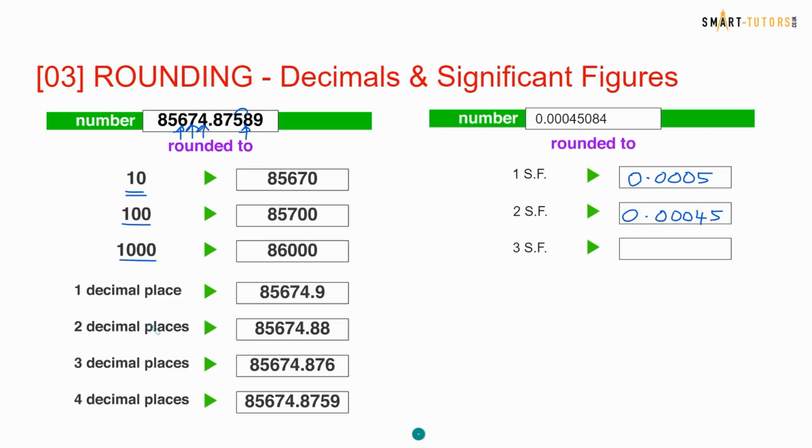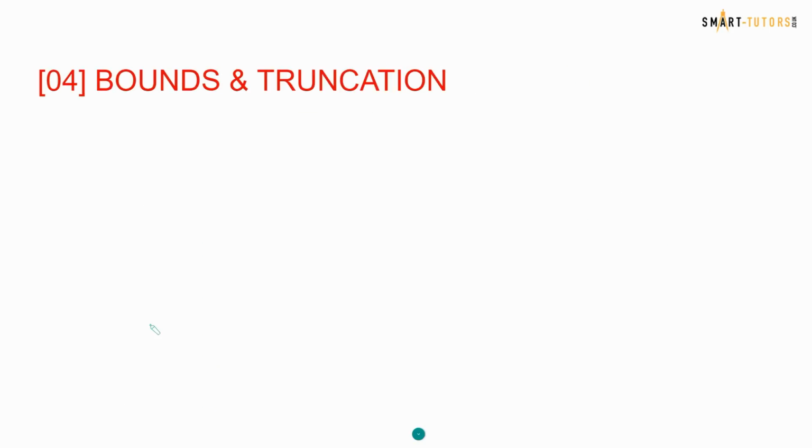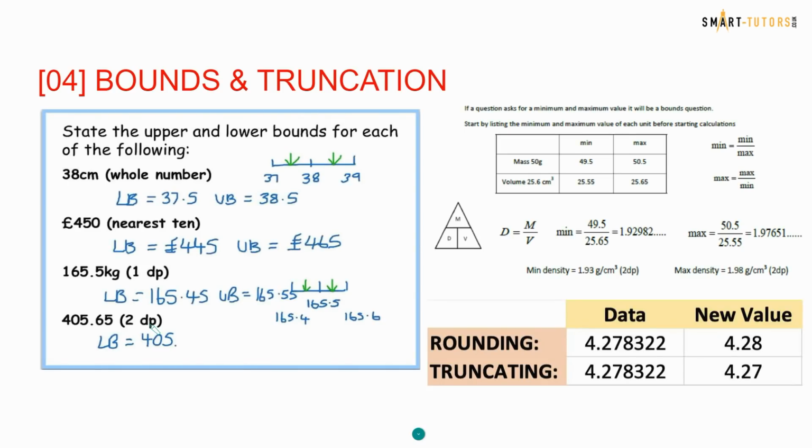1, 2, 3. The fourth one is 8. He will give 1, so the answer is 0.000451. So that's all you need to know about rounding and decimals. Bounds and truncation is my topic 4.